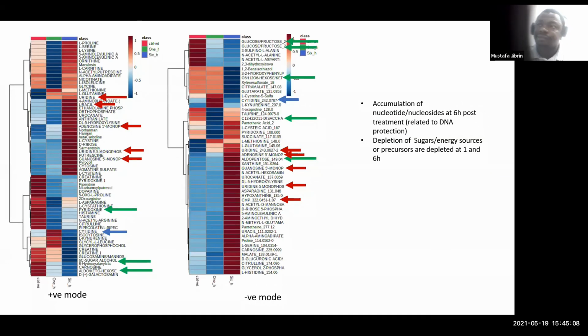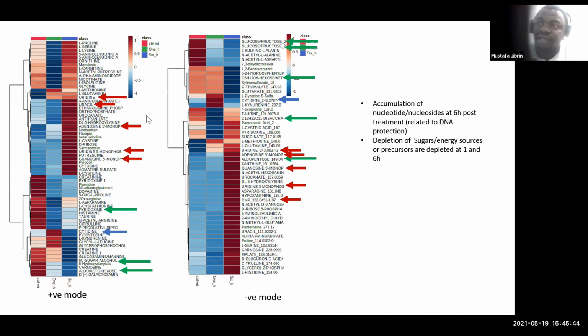Well, we went ahead to look at how this varies. We did some heat map analysis to see if we find a direction in how these metabolites vary at zero, the control without treatment, 1 hour after treatment, and 6 hours after treatment. So this is a snapshot. There could be a lot more graphs from that.